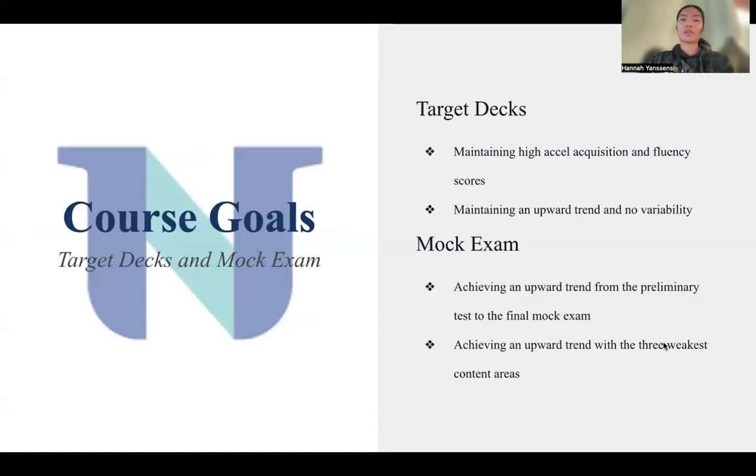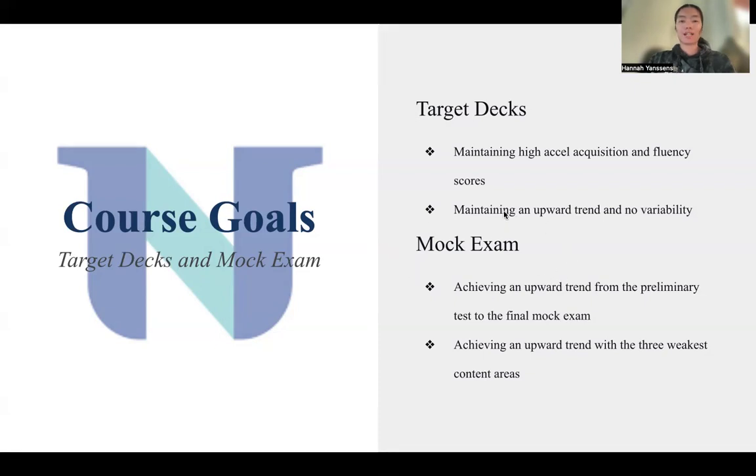To start off, we are looking at the course goals, which pertain to the target decks and mock exam. For the target deck, I intend to maintain high levels of acquisition and fluency scores and maintain an upward trend with no variability. As for the decel scores for acquisition and fluency, I intend to maintain a downward or zero trend line with no variability in low levels.